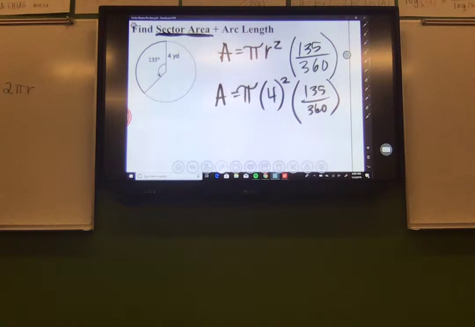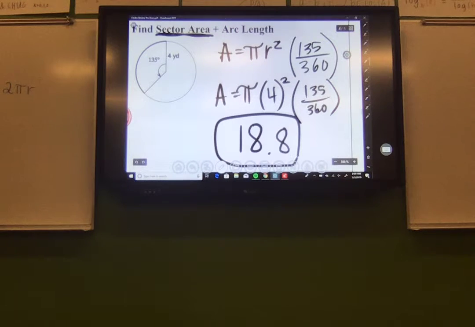Starts with a 1. Did you get it? It's 18.84. Yeah, it is 18.85 if you round up, or just 18.8 if you're going to the nearest 10. Questions? That's not too bad, yeah?